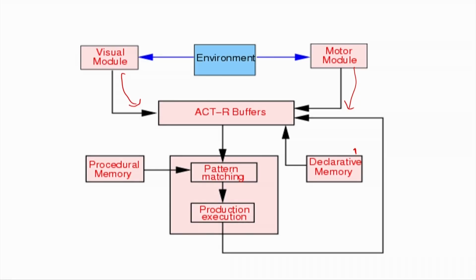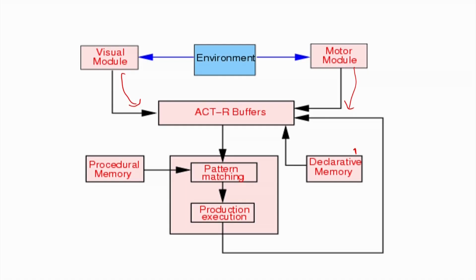Now, this is how a simple ACT-R model will work. As you see, this is the declarative memory. You have both the motor module and the visual module. These 2 modules collect information from the environment. The motor module contains spatial information, and the visual module contains abstract propositions, and these are combined in something called the ACT-R buffers. The ACT-R buffers also gather information from procedural memory, because procedural memory will tell you how exactly to go about the procedure of doing certain things.